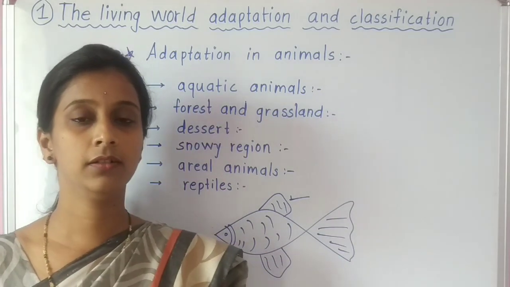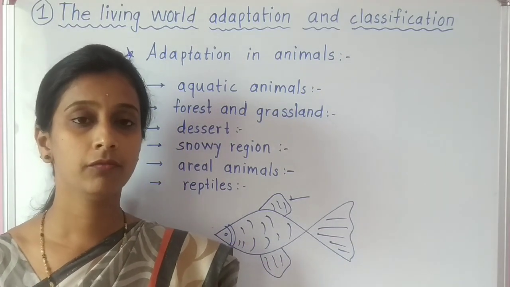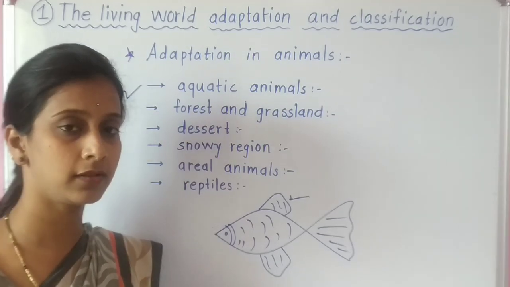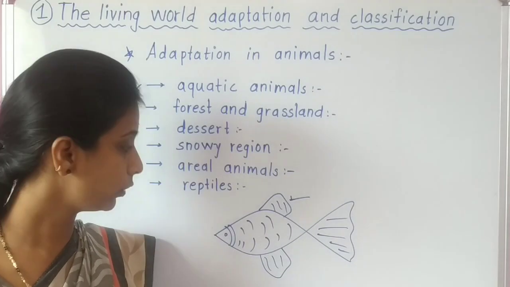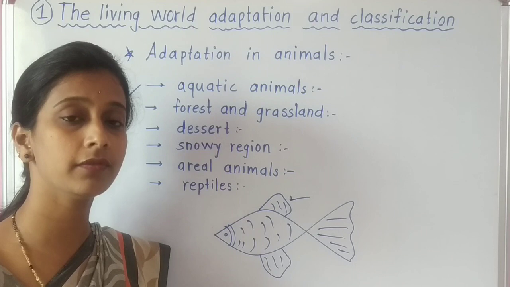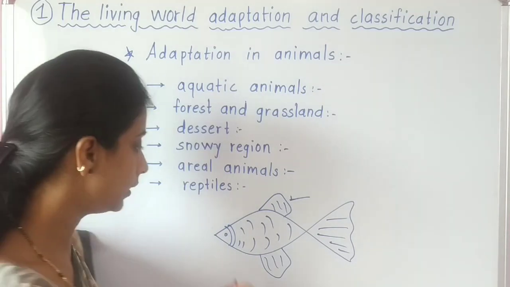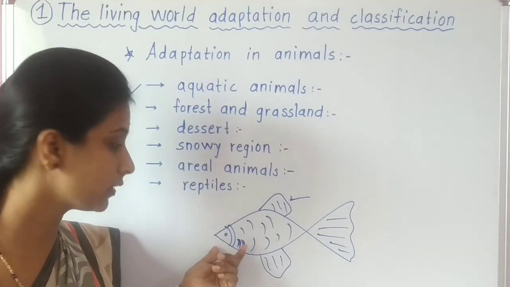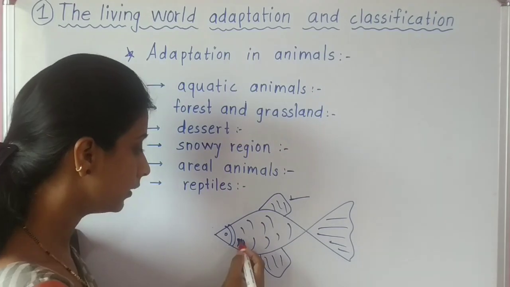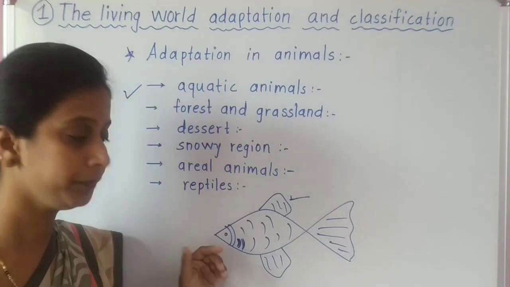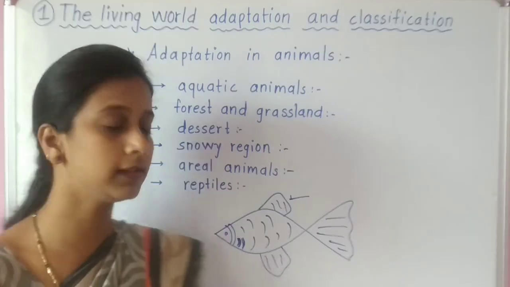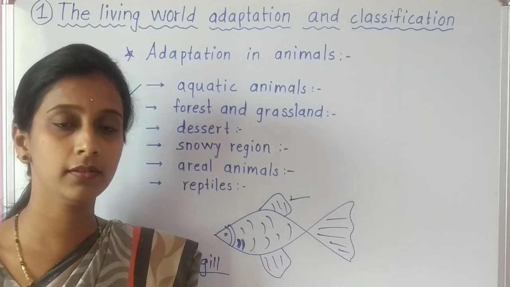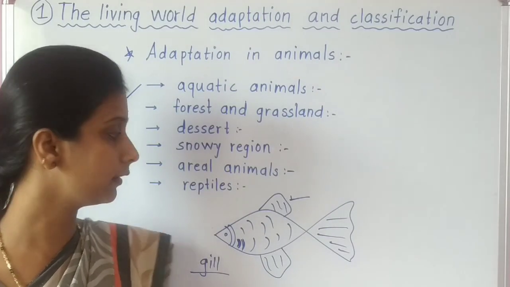We all need oxygen for respiration. We can respire with our nose and lungs. But how can the fishes respire? They are adapted for respiration, and for this purpose they have a special organ called gills. A pair of gills is present in the fish at both sides of the mouth. One gill is here and another is at that side, meaning a pair of gills is present in fishes for respiration. This is another adaptation. Now come to the next.